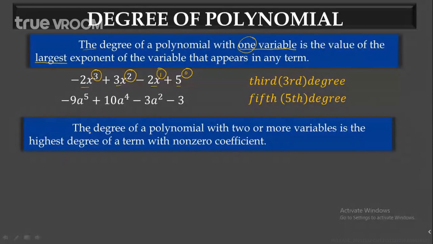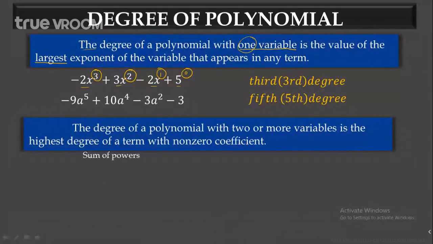Please read the degree of a polynomial. The degree of a polynomial with 2 or more variables is the highest degree of a term with non-zero coefficient. All right. So if you can still remember earlier with the monomial, we identify the degree of the monomial by adding the exponents of the variables. You are going to do the same here in polynomial.